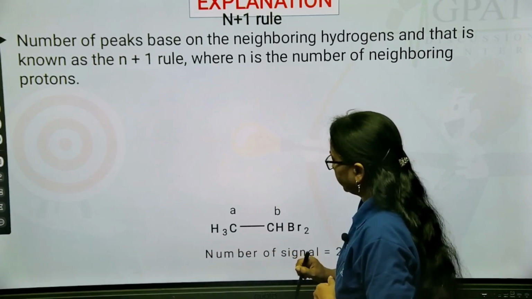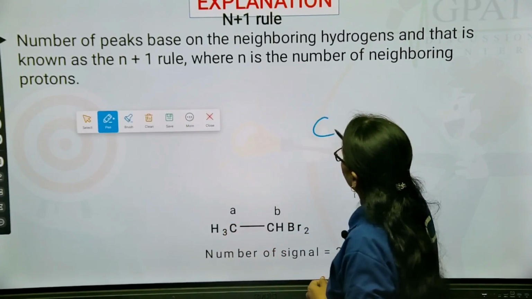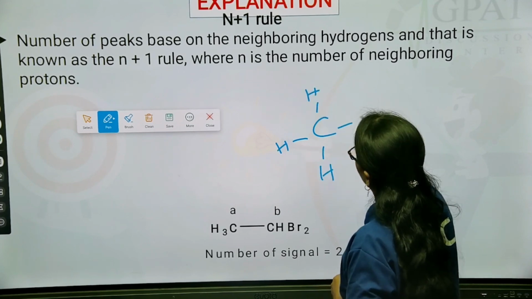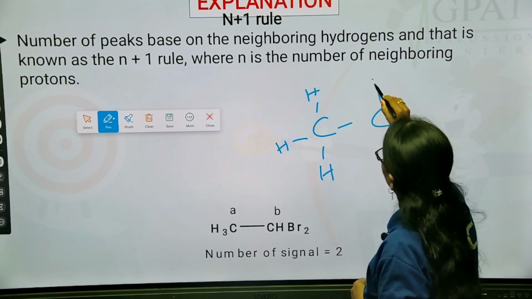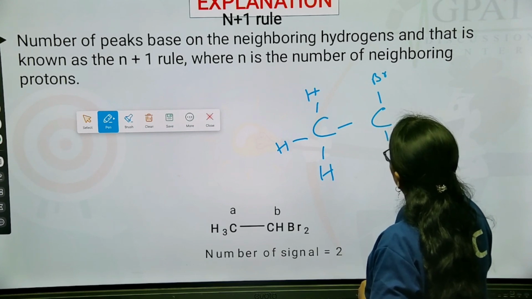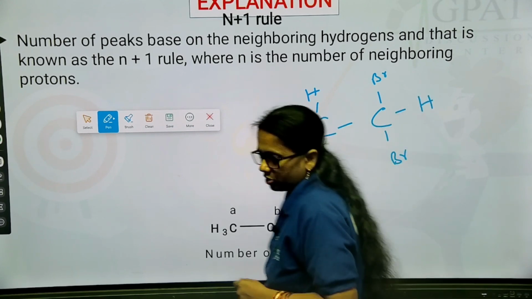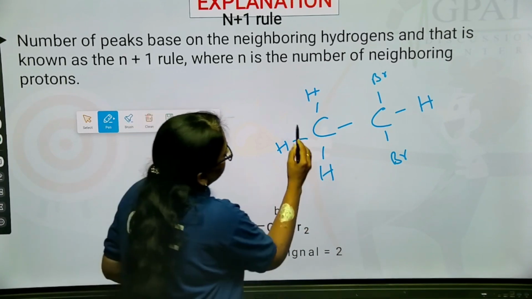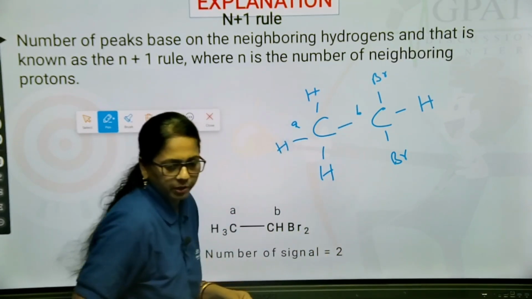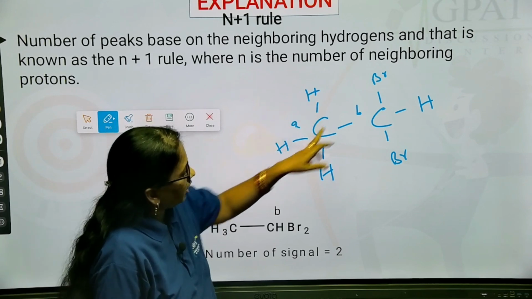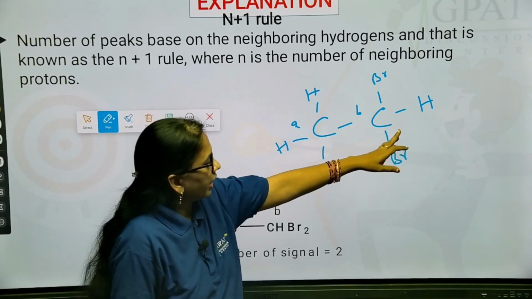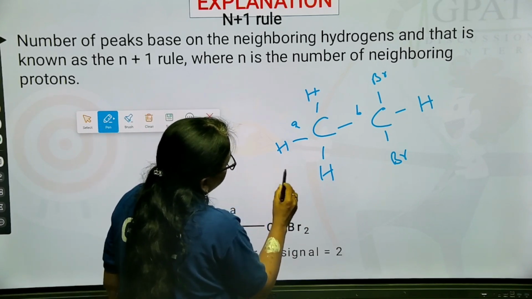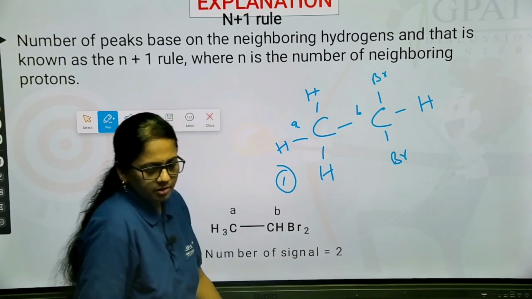Because if you see 1,1-dibromoethane, CH3, then bromine, right? This is the chemical structure. Let us say this is A type hydrogen and this is B type hydrogen. That means these 3 are equivalent and this is a single hydrogen. So the number of signals will be 2. These 3 hydrogens are going to give you 1 signal and that is 1 more signal.